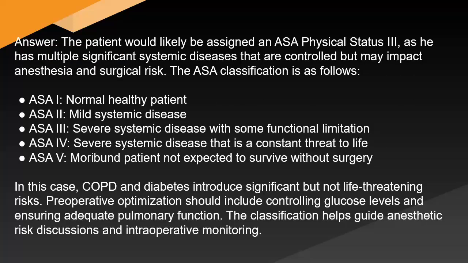Answer: the patient would likely be assigned an ASA physical status II, as he has multiple significant systemic diseases that are controlled but may impact anesthesia and surgical risk. The ASA classification is as follows: ASA I, normal, healthy patient; ASA II, mild systemic disease; ASA III, severe systemic disease with some functional limitation; ASA IV, severe systemic disease that is a constant threat to life; ASA V, moribund patient not expected to survive without surgery.